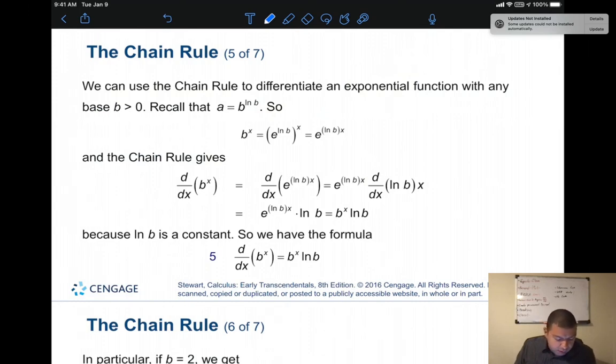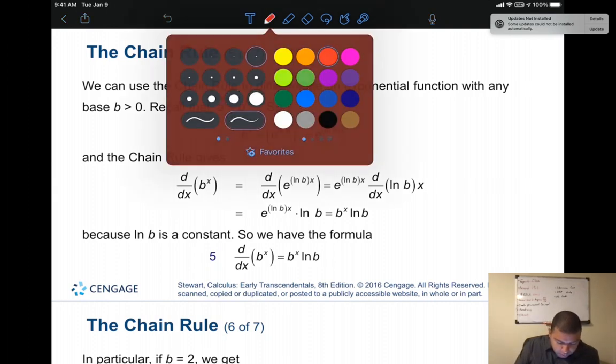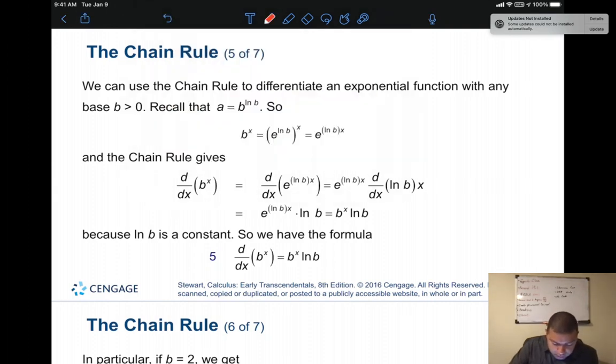But anyway, let's see another cool application of the chain rule. So far we've only been able to find that e to the x prime is e to the x. But what if you have a different exponent with a different base, right? What if you have this? What do I do with that? That's the whole thing.